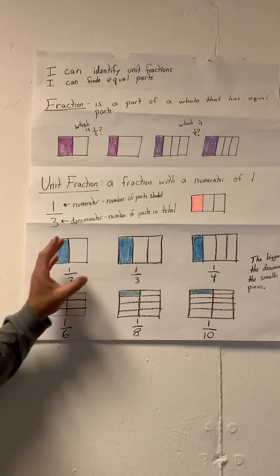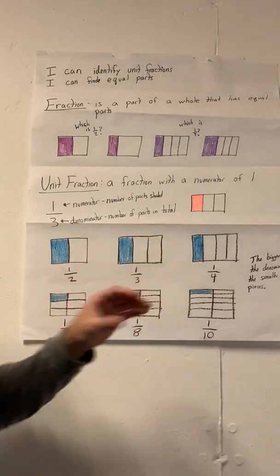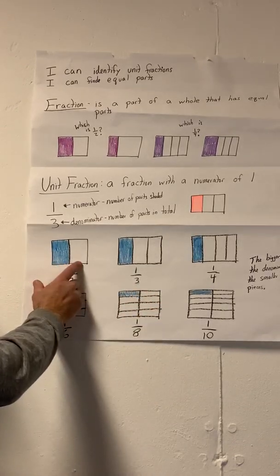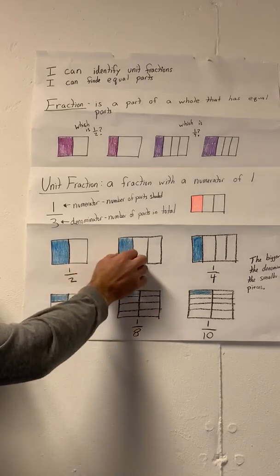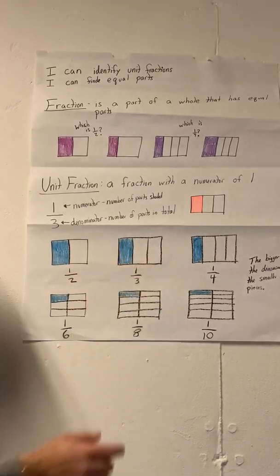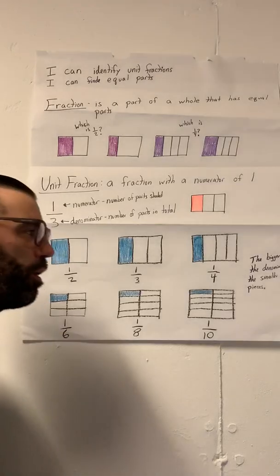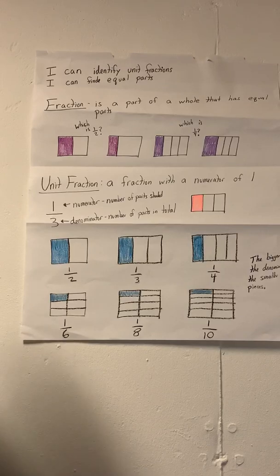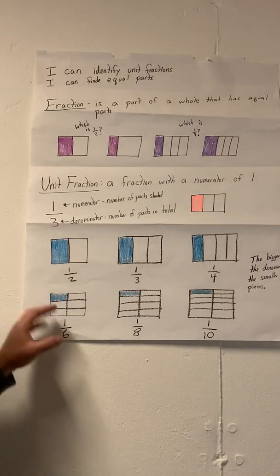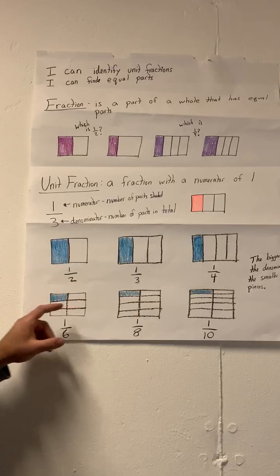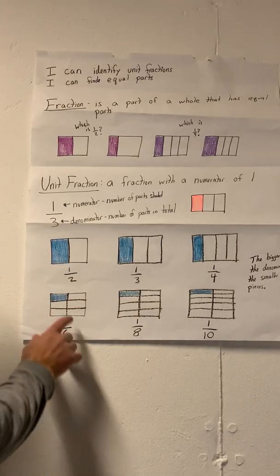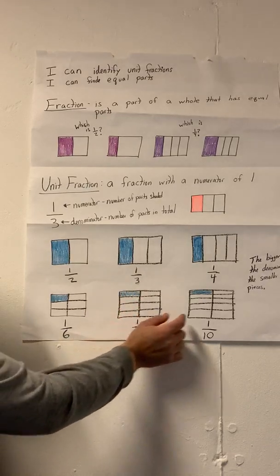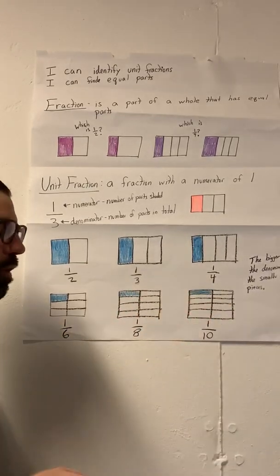So the most common unit fractions are these ones following here. So it's 1/2 or 1 out of 2, 1/3 or 1 out of 3, 1/4 or 1 out of 4. 1/5 is not a common fraction as much as the even ones, so I didn't put that on there, but it is a fraction. We have 1/6, 1/8, 1 out of 10, or 1/10.